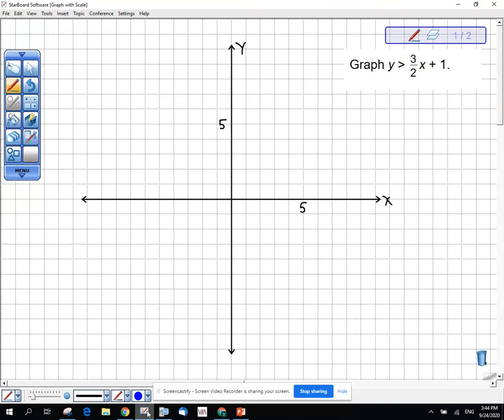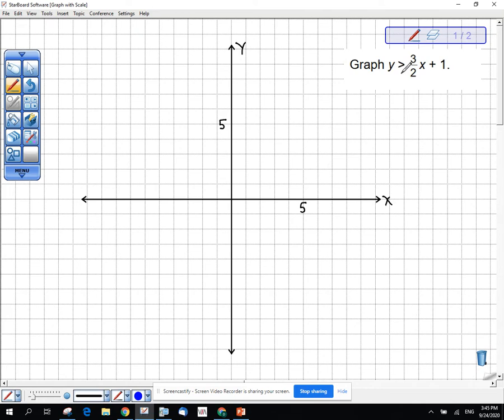Algebra 2, section 2.7, two variable inequalities. We're going to talk about linear inequalities and then absolute value inequalities. So linear meaning line, meaning something that would be like slope-intercept form, except that it's not equals, it's greater than, right? We've got that to deal with, okay?